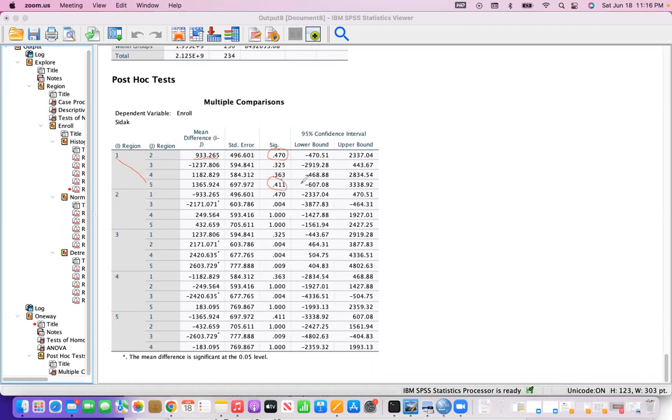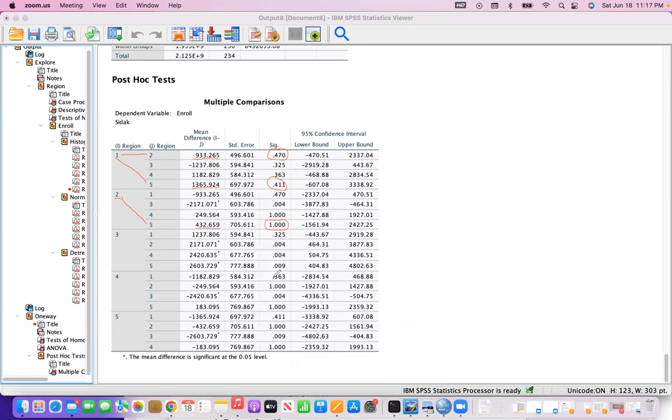Now, looking at region 1 versus region 5, we see that the significance again is not less than 0.05. It's 0.411, and the mean difference here is 1,013 and 1,365. So again, we don't have a significant difference between the means of regions 1 and 2, or the means of regions 1 and 5. Now, looking at the means between region 2 and 5, so we'll just quickly compare that, and we see that that value again is not less than 0.05. So we don't have a significant difference between the means of regions 2 and 5, and you can see the difference in means is actually lower than the other two.